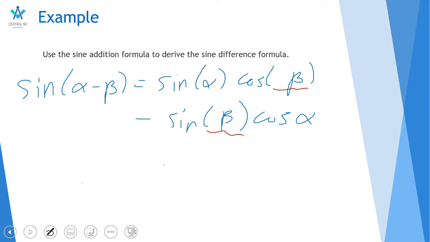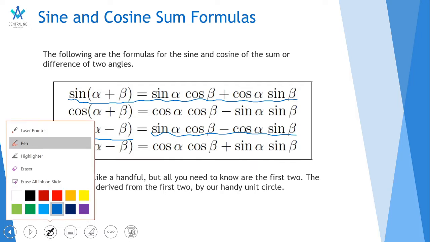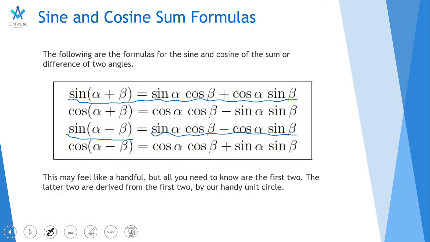So now, what we have here looks a lot like one of our formulas. Sine of alpha minus beta is equal to sine alpha cosine beta minus sine beta cosine alpha. We see here, this is exactly what we wanted. So we're done.